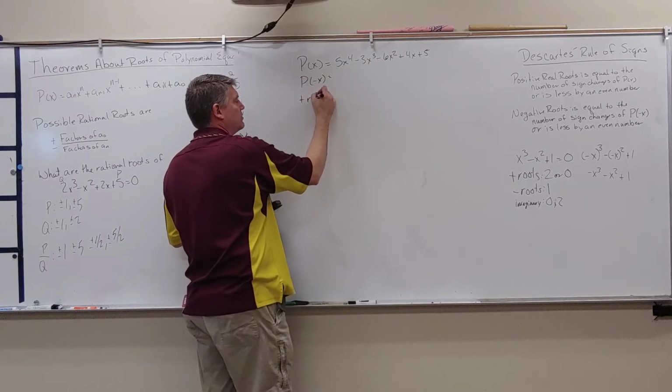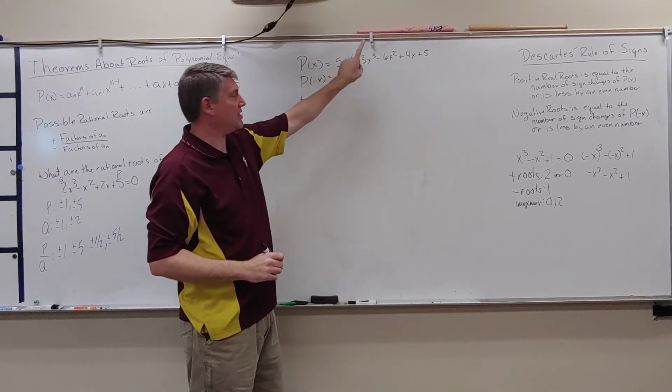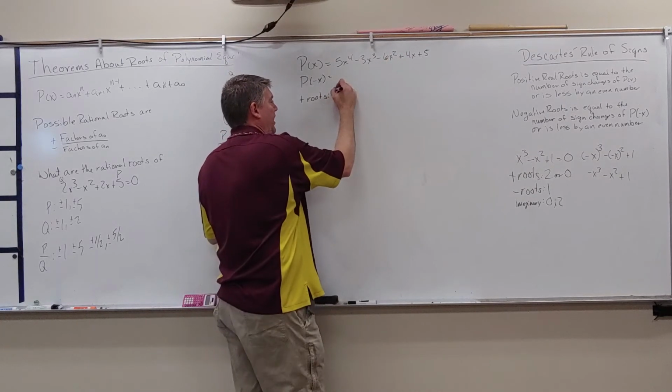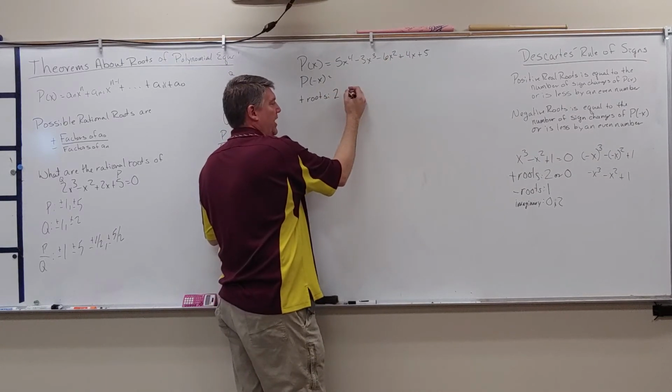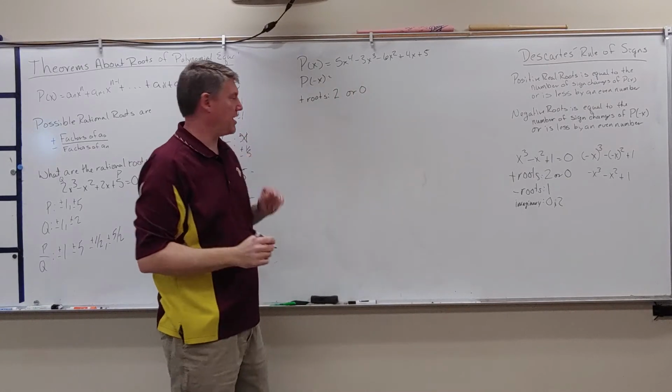So positive roots, I count the sign changes. Positive to negative, that's 1. Negative to negative, didn't change. Negative to positive, that's 2. So I have 2, and then I'm going to subtract by 2, or 0. I've gotten to 0, so I'm done.